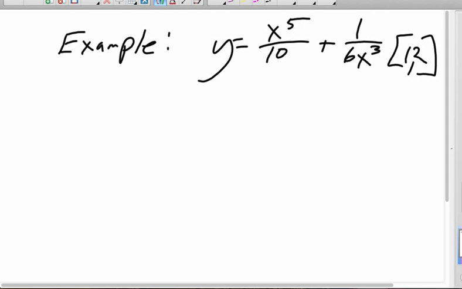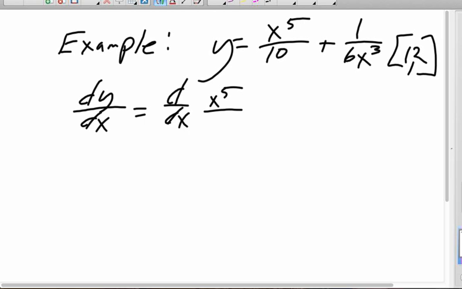The first thing you do is find dy dx. Well, I could do that. So I need to take the derivative of x to the 5th over 10 plus the derivative of 1/6 x to the negative 3. All right, well, I could do this. This is just simple power rule.